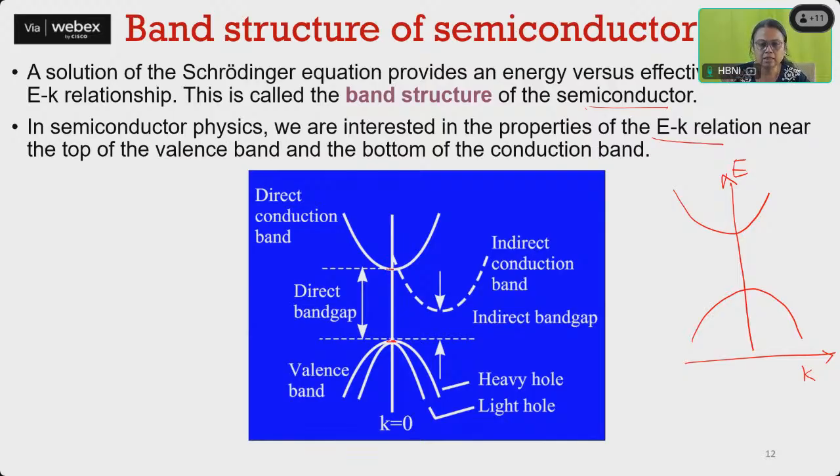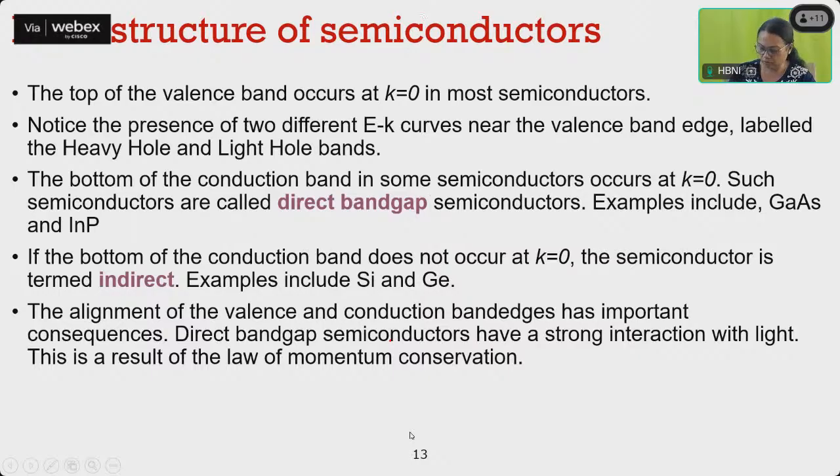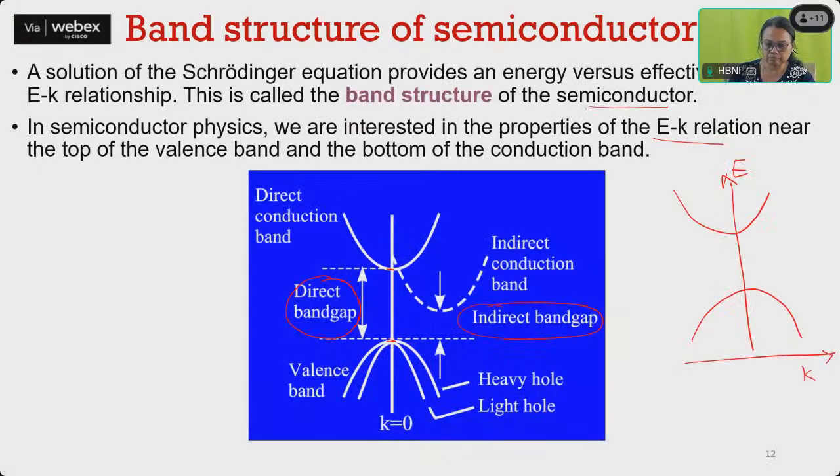And depending on this, there are two types of semiconductors. One is called the direct band gap semiconductor, another is called the indirect band gap semiconductor. I will be coming to these two definitions later also. But as you can see in this pictorial representation, when the conduction band minima and the valency band maxima come at the same K value, both are at K equal to 0, so it is called the direct band gap.